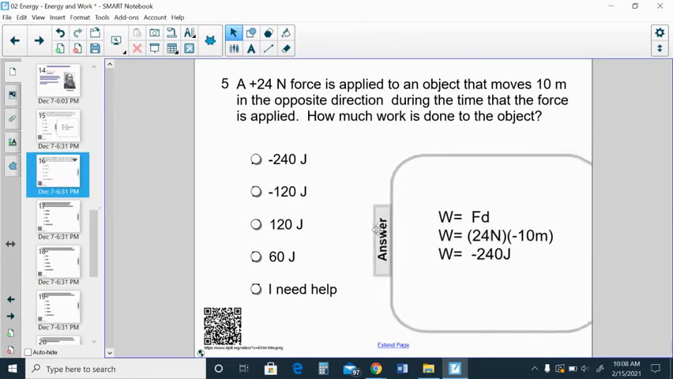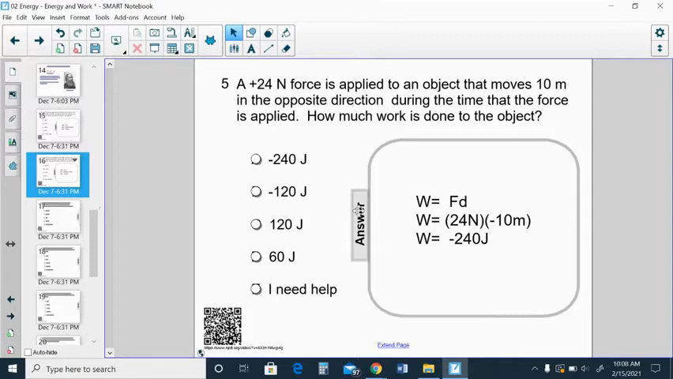Again, it was unanimous. All of you said it was A, which is correct. So good. It looks like you all caught the little hint here. We've got the opposite direction. So in this case, the displacement here moved 10 meters in the opposite direction. Therefore, it was negative, giving you negative 240 joules. So good.